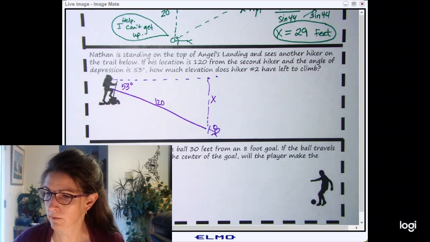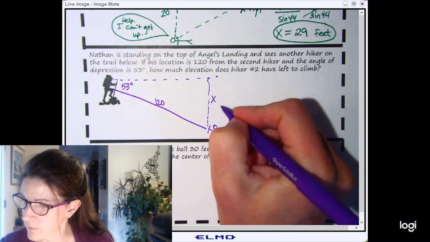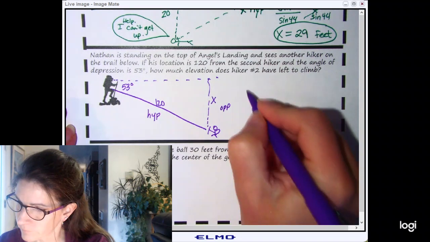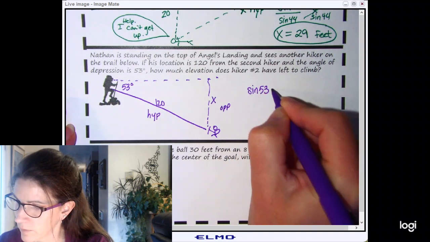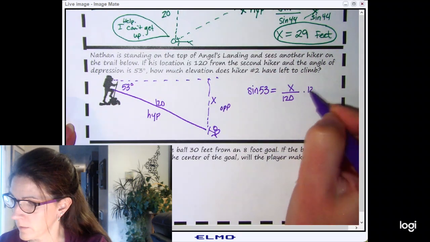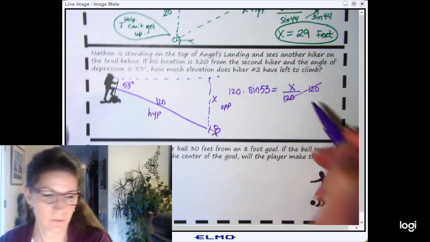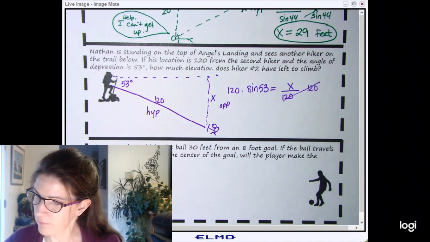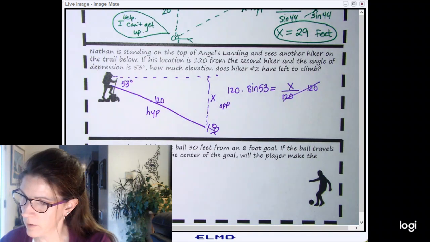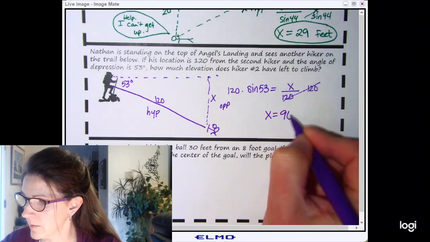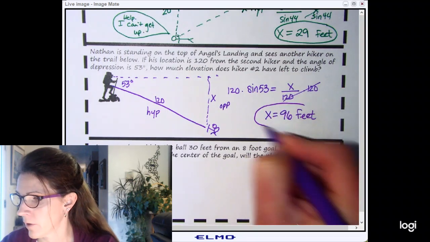Let's see, from 53, I have opposite, and this is my hypotenuse. That's another sine problem, isn't it? Sine of 53 equals opposite over hypotenuse. This one's a little friendlier. All I need to do is times both sides by 120. 120 times the sine of 53. And I get 95.8 feet. It didn't say to round, but the last one said to round to the nearest foot. So I'm going to go ahead and do the same thing. That hiker's got 96 feet in elevation left to go.